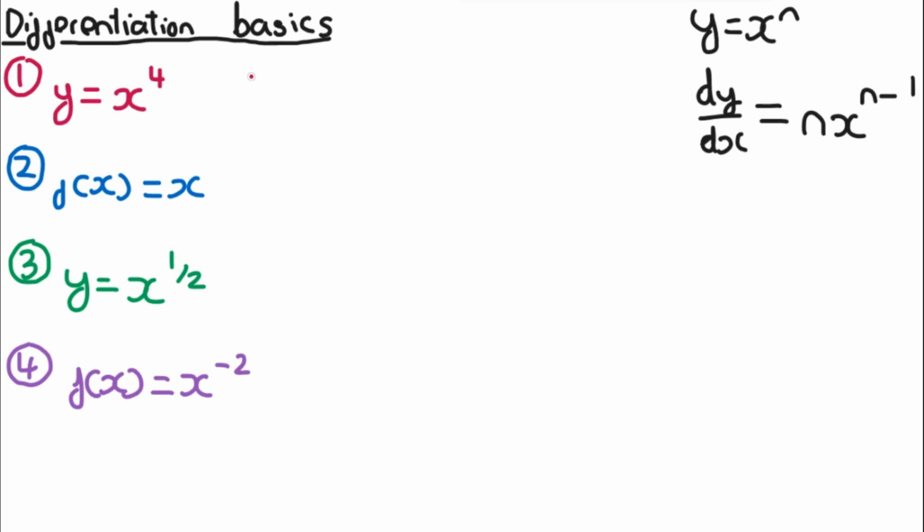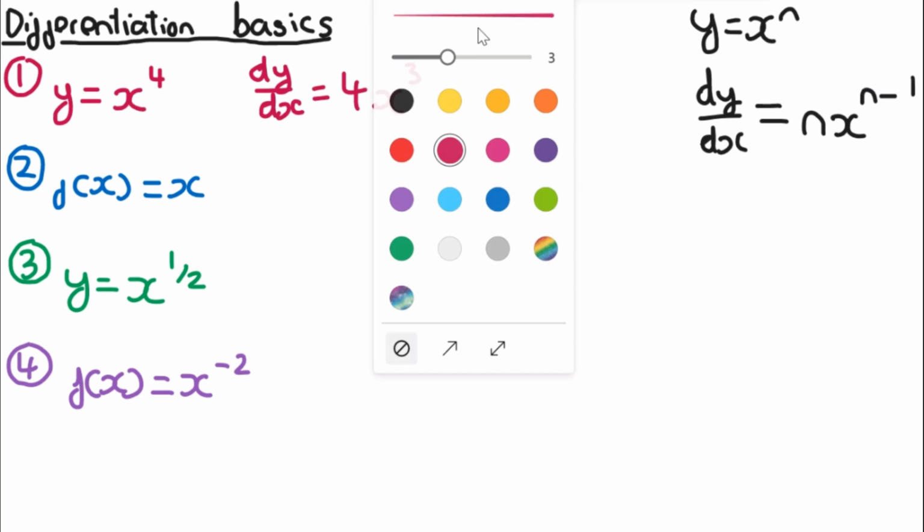So y is equal to x to the power of 4. So therefore dy over dx is equal to, so 4 is equal to n, so just plug it into this formula to get that dy over dx is equal to 4x to the power of 3.